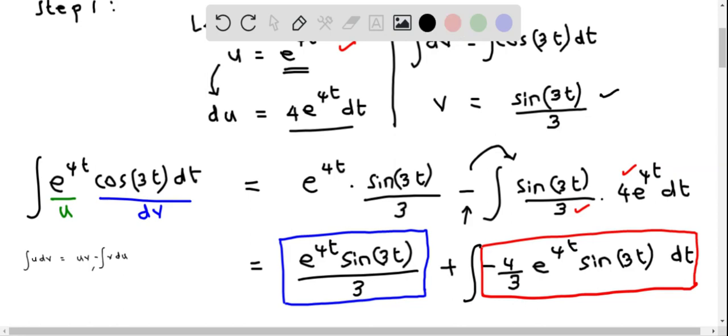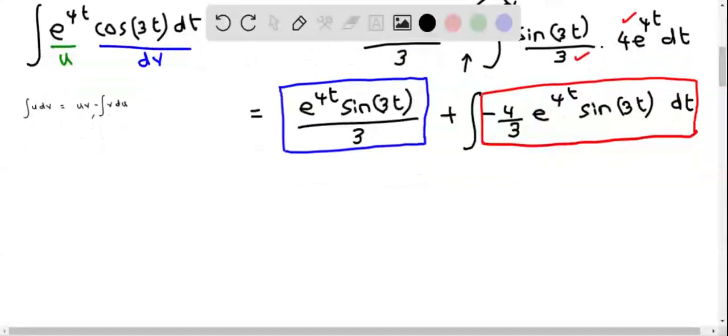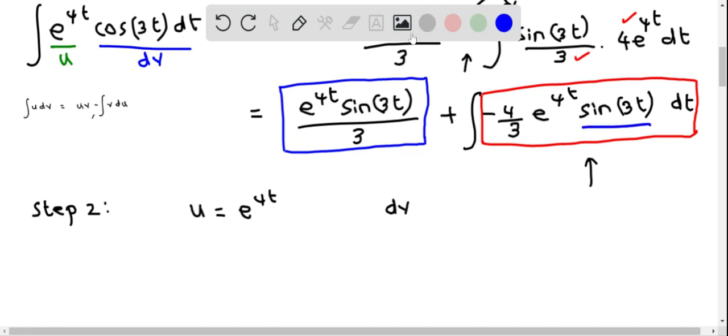Now let's do step 2. That is, we have to apply the integration by parts method to evaluate this second integral. So let's do step 2. In step 2, I'm going to let u equals e raised to the power of 4t, and then dv equals, here we have sine of 3t, and then we have this dt. So I'm going to let dv equals sine of 3t dt.